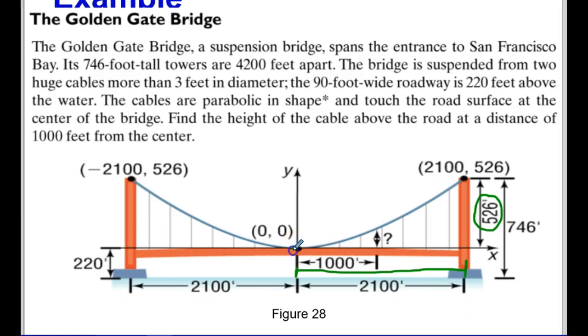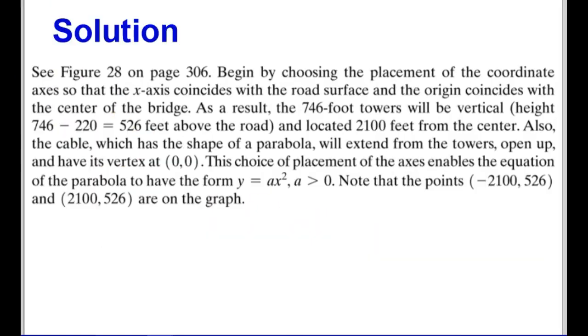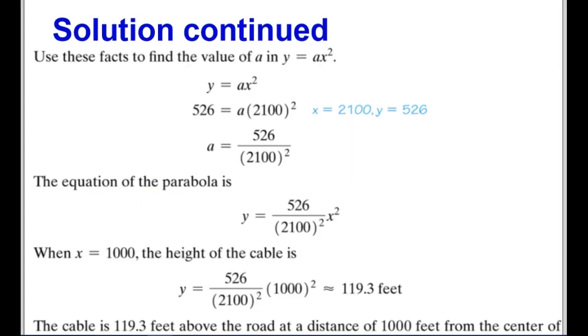We always generally, when we're dealing with these word problems, want to set our vertex at the origin. It just makes it a little bit easier to deal with. So now I know that I have a point, negative 2,100 and 526, and then a positive 2,100, 526. So I know that those two are on my graph, which allows me to solve for things.